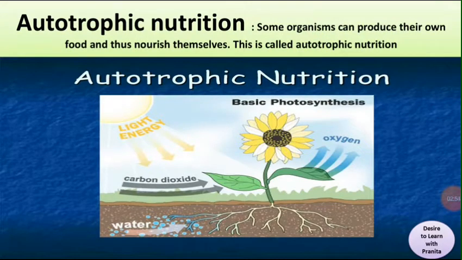So the next topic is autotrophic nutrition. Some organisms can produce their own food and thus nourish themselves. These are called autotrophic nutrition. That means the plants which prepare their own food with the help of sunlight are called autotrophic nutrition, as you can see in this picture.